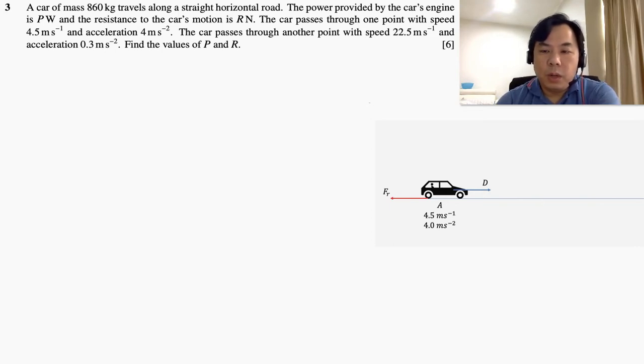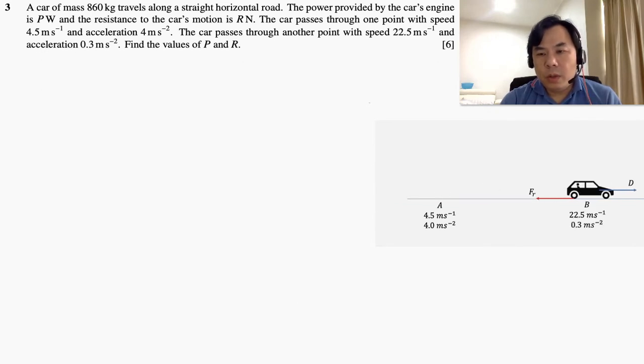Let me show you how the motion actually looks. At point A, it has a velocity of 4.5 and an acceleration of 4 meters per second squared. It moves along the straight road and reaches another position at another instant, where its velocity increases but its acceleration decreases. We assume the resistive force remains the same throughout the motion from A to B, while the driving force depends on the speed of the car at that instant.